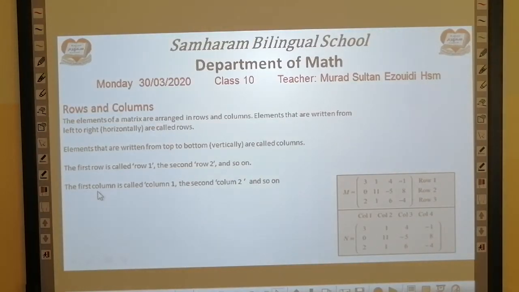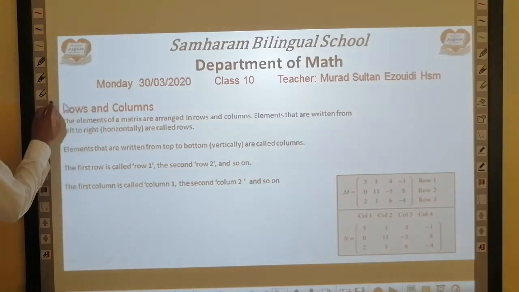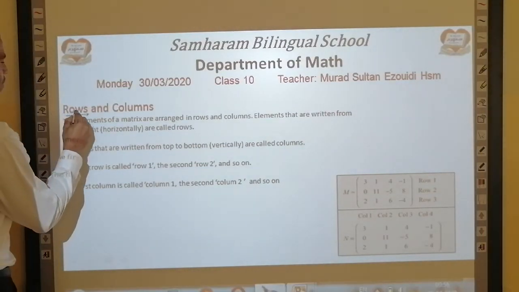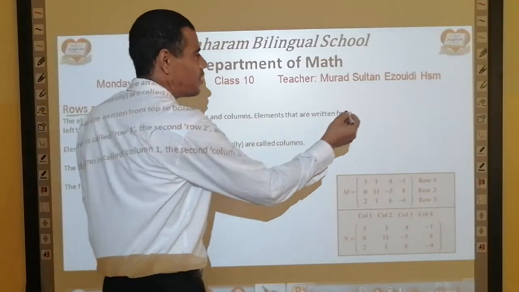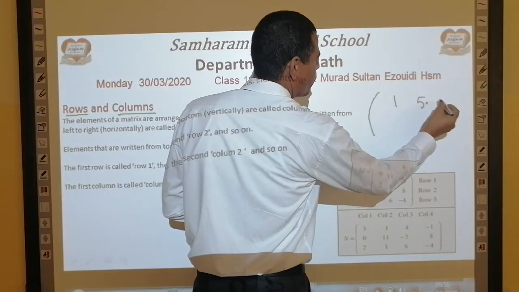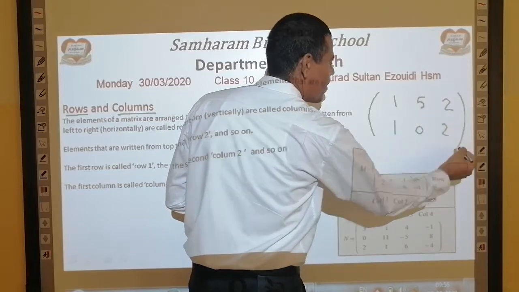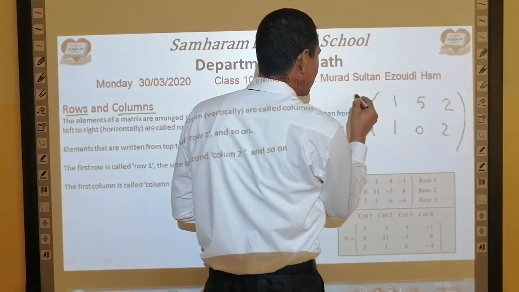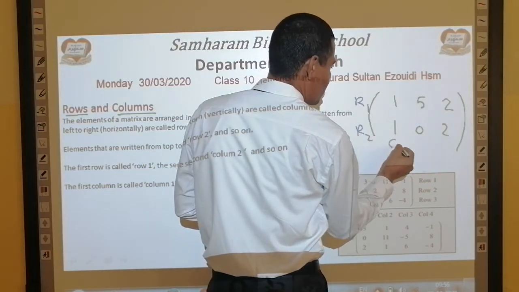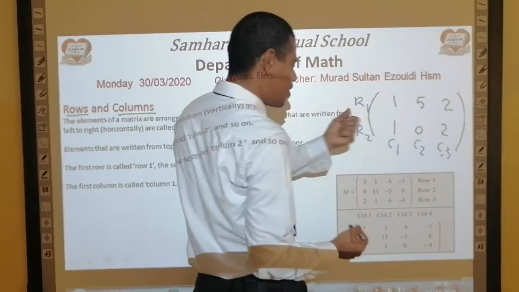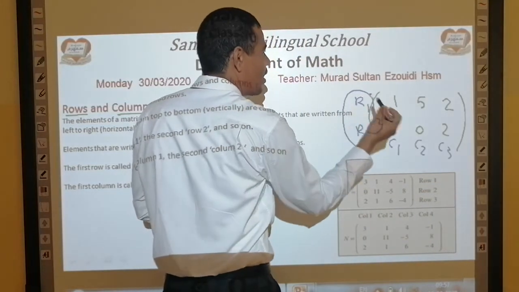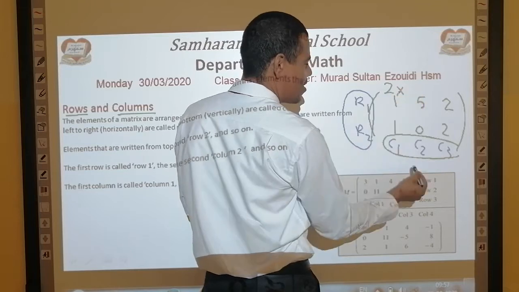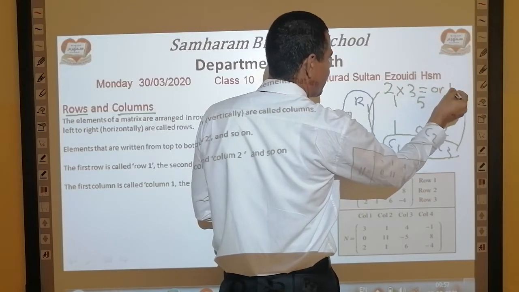We continue. Now, rows and columns. We'll see the meaning of rows and columns. We said that, for example, 1, 5, 2, 1, 0, 2 is a matrix. The order of this matrix is 2 by 3. This is row 1, this is row 2, and these are column 1, column 2, and column 3. So the order of this matrix is what? The number of rows multiplied by the number of columns. So the order will be 2 multiplied by 3. This is the order of my matrix.